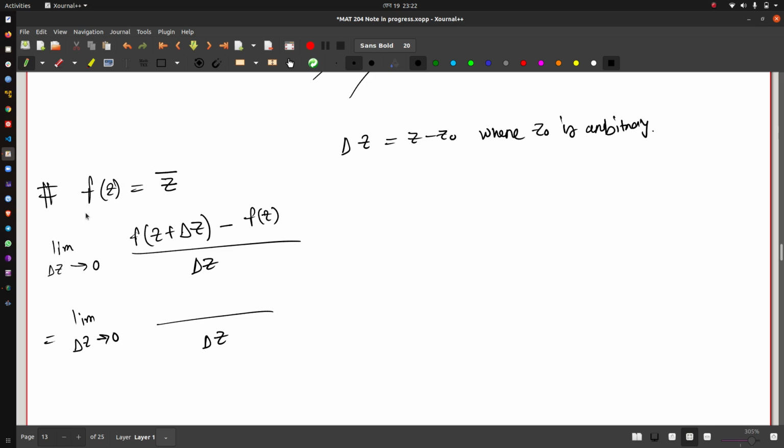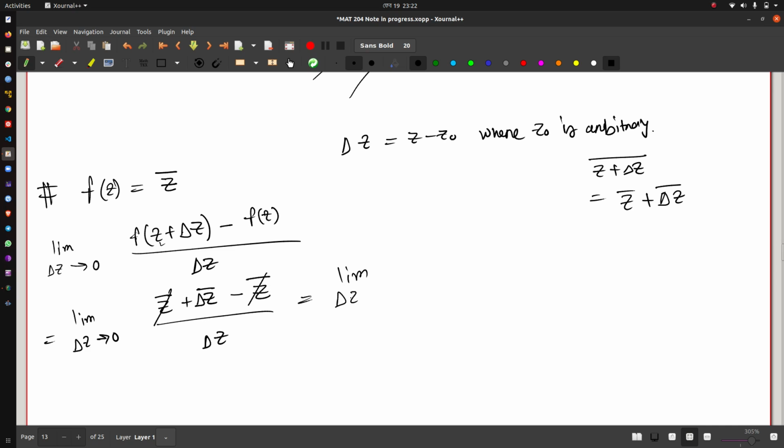What is this f of z doing? It's taking some z and spitting out a z bar, right? So here it's taking input z plus del z, so it should be z bar plus del z bar. If you are asking whether it should be z plus del z bar whole bar, you can easily show that this bar just breaks down. This is a very easy exercise, so I'm not showing it in detail here. So this is what you have ultimately: a del z and a del z bar.